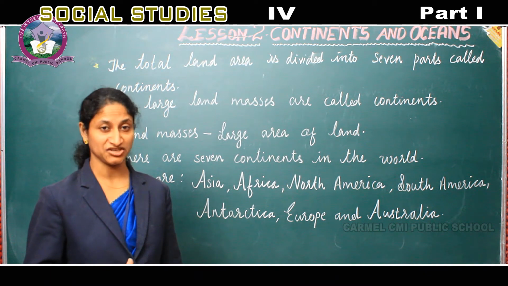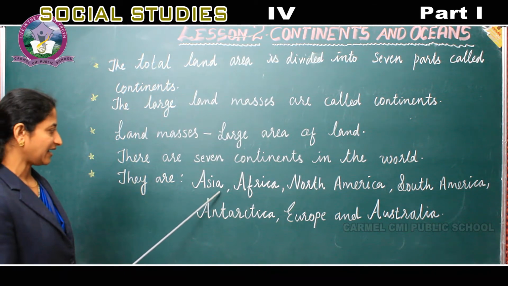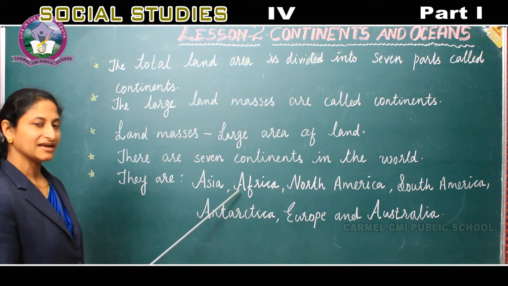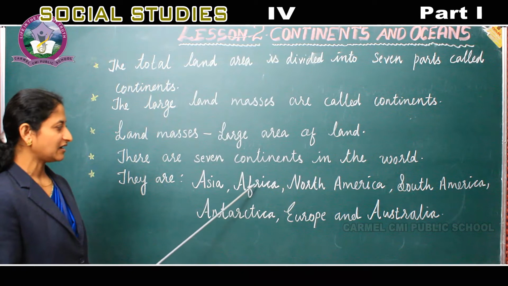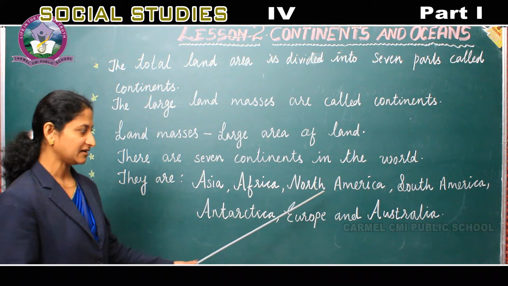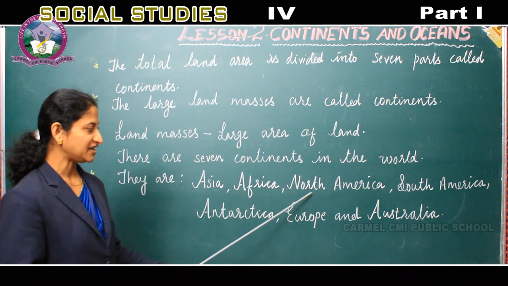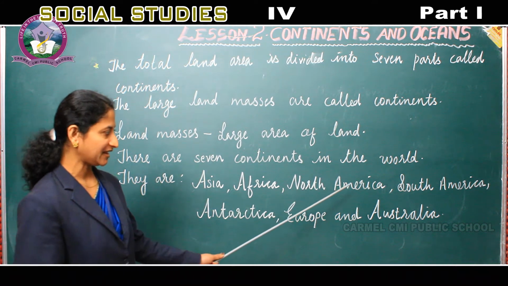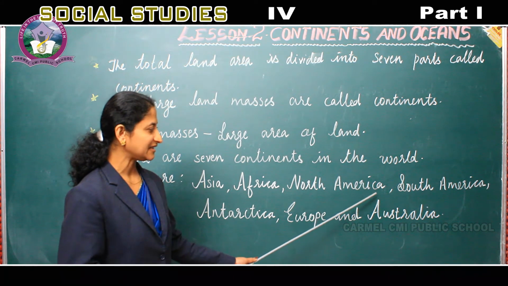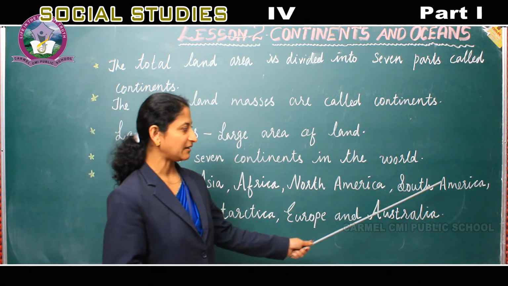The first one is Asia. Its spelling is A-S-I-A. Asia. The second one is Africa. Its spelling is A-F-R-I-C-A. The next continent is North America. The spelling of North America is N-O-R-T-H. North America. A-M-E-R-I-C-A. North America.